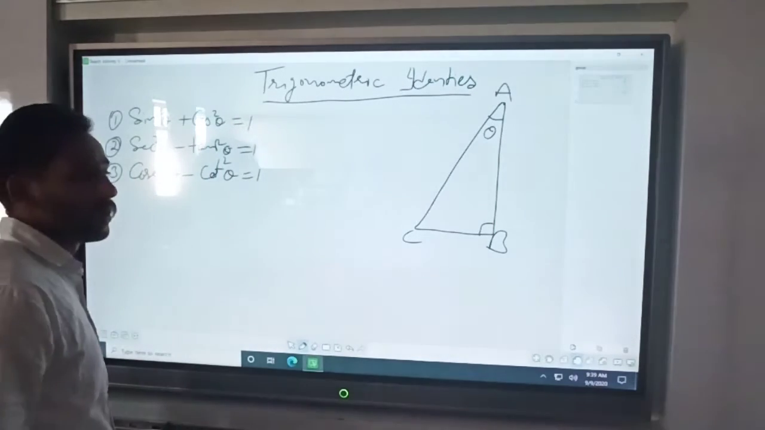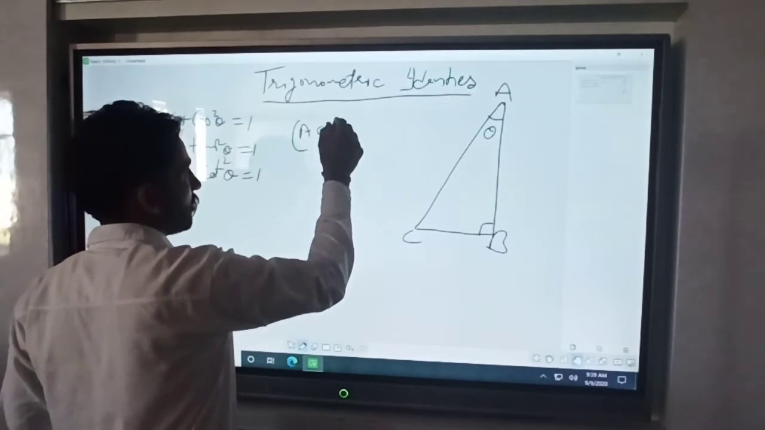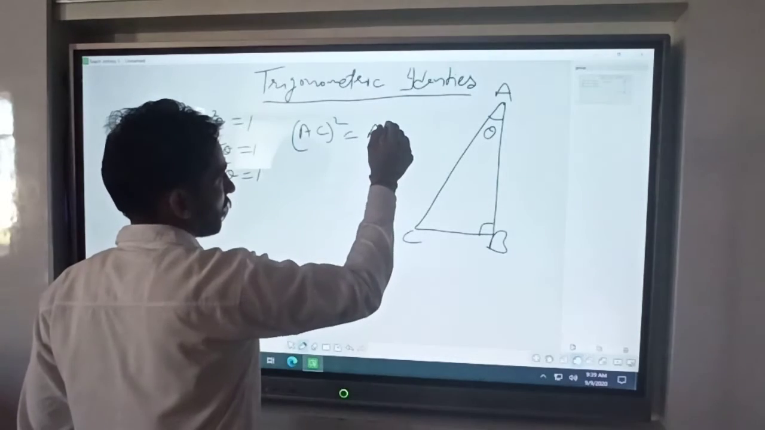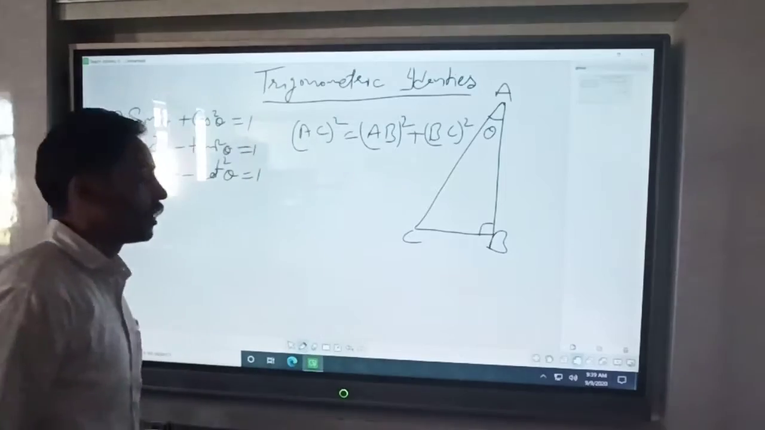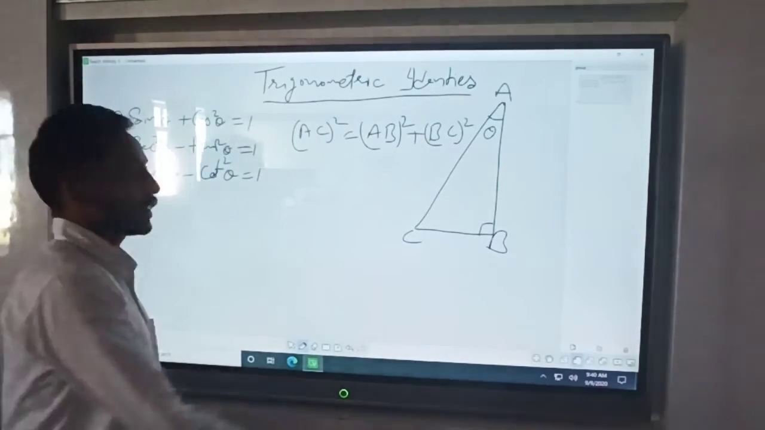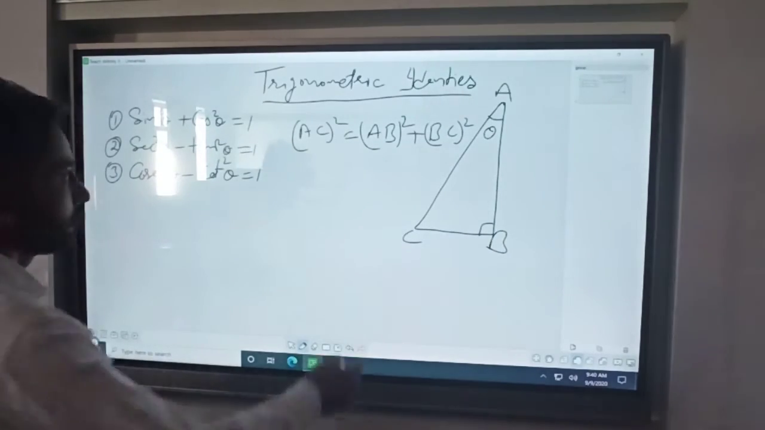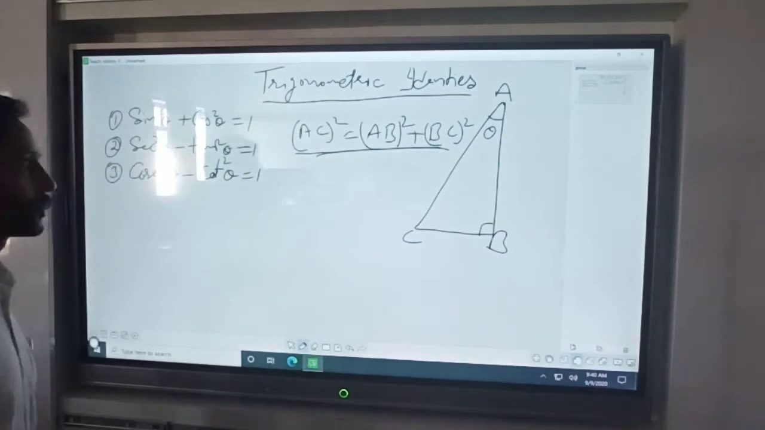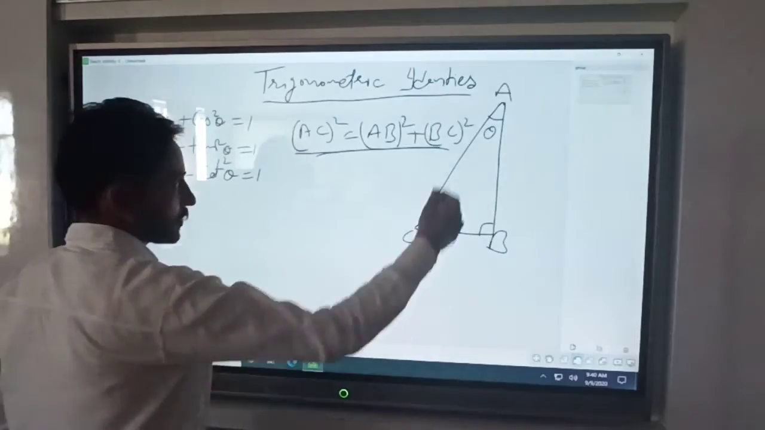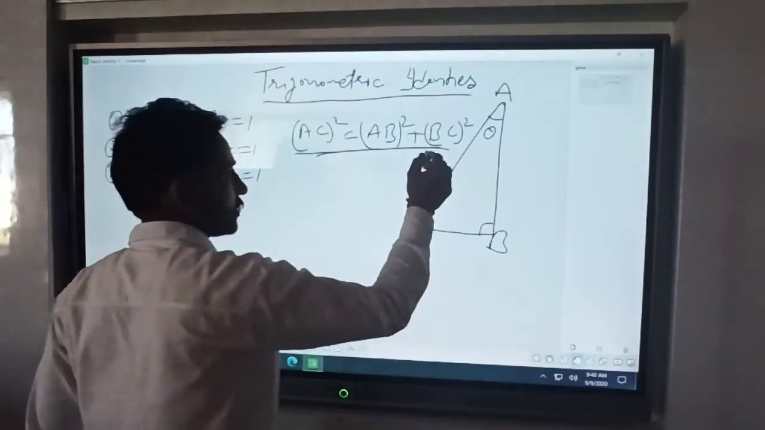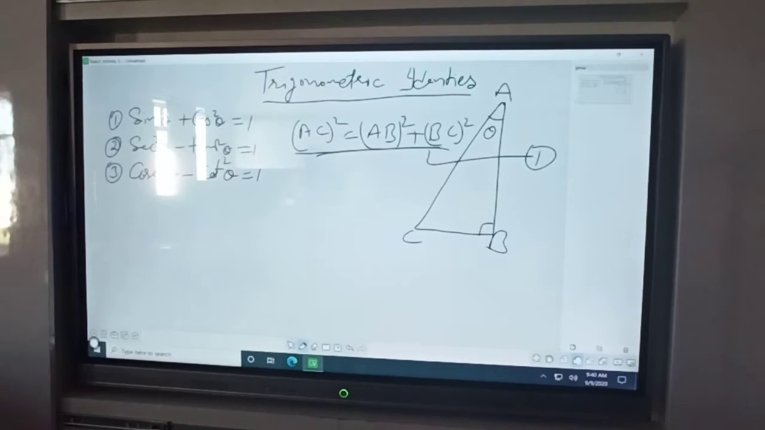In a right angle triangle, we also know AC square is equal to AB square plus BC square, by the Pythagoras theorem: the square of the hypotenuse is equal to the square of the base plus the square of the perpendicular. Which one is the hypotenuse? Hypotenuse is AC. Suppose this equation is number 1. Divide number 1 by AC square.